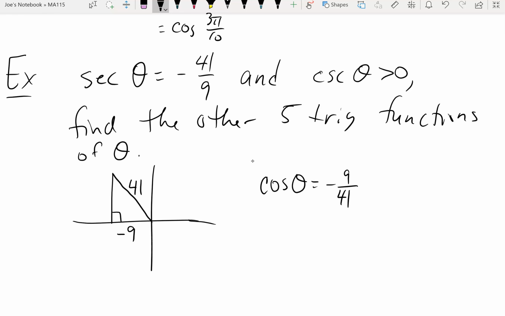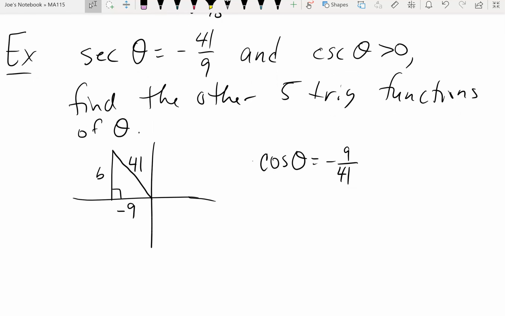Then we're going to do the Pythagorean theorem for the other one. So if I call this, say, B, for lack of a better letter, what will the equation look like if I call that B? A squared plus B squared equals 1 squared. Okay.